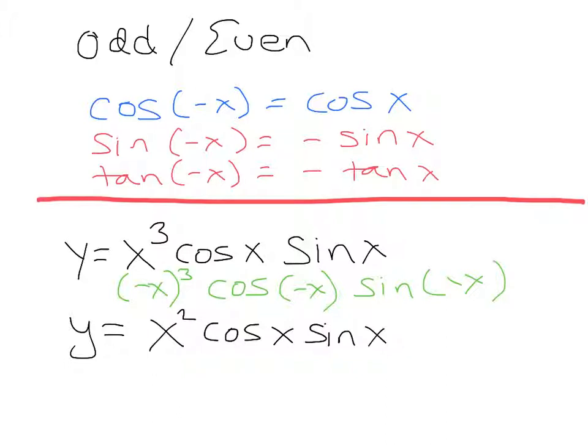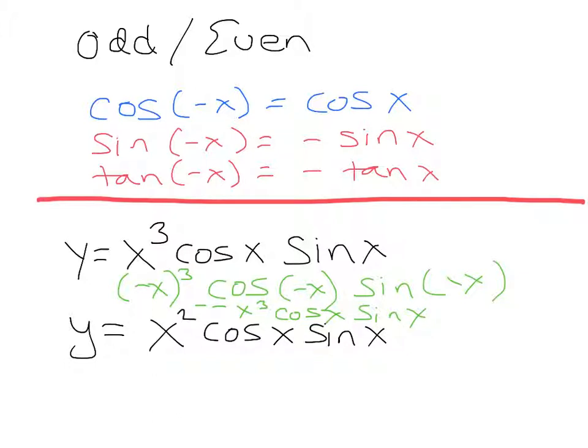And now I'm just going to evaluate those. So negative of x cubed: negative times negative is positive, times negative is negative. So that's going to be negative x cubed. Remember, for the cosine of negative x, the negative just goes away, so that becomes positive cosine of x. And for the sine of negative x, that negative goes all the way out front. Because this is all being multiplied, I can put it all the way out front, and then sine of x.